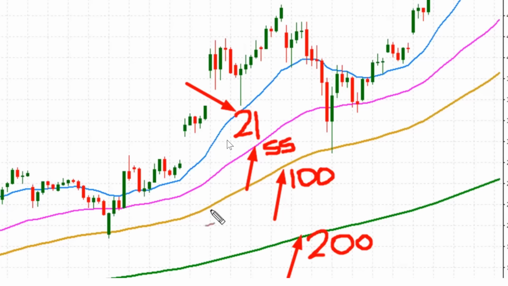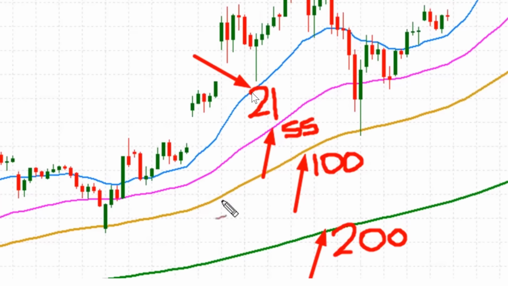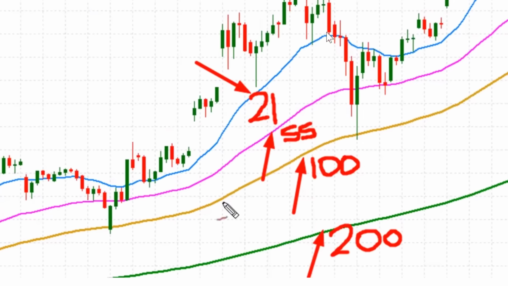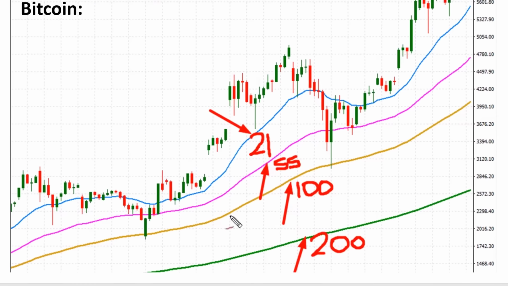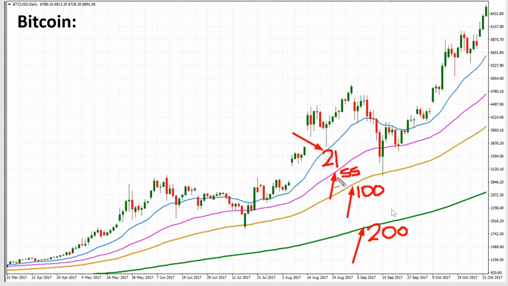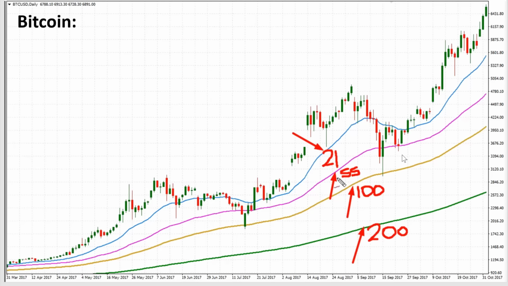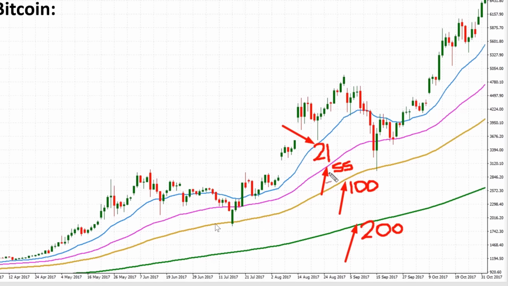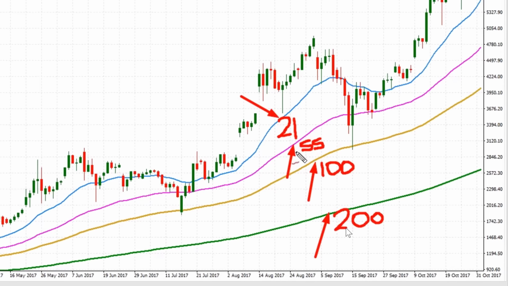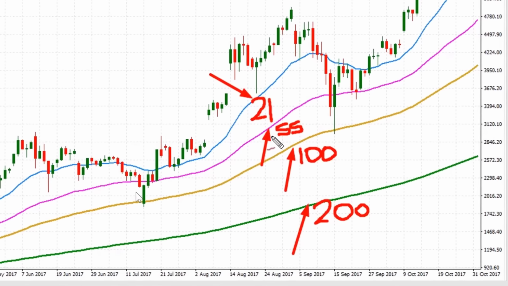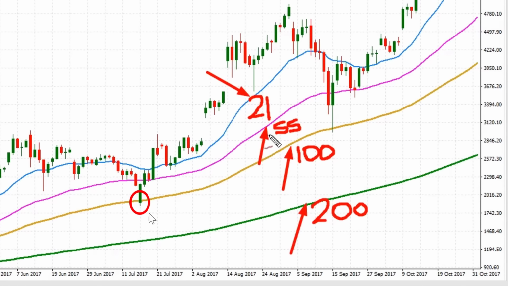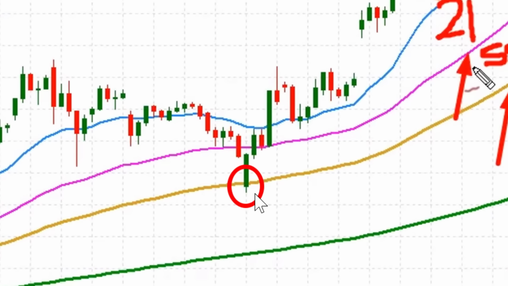I need to have these moving averages lined up in this direction: 21 above the 55, 55 above the 100, and the 100 above the 200. Why like this? Because when the moving averages are lined up like this, that's a key distinguishing characteristic of an uptrend or an uptrending market. And here's what's important to appreciate: in an uptrending market, when you have these moving averages lined up like this, usually price comes down to the 100 moving average, for example, the 100 exponential moving average, and holds this level and bounces off.